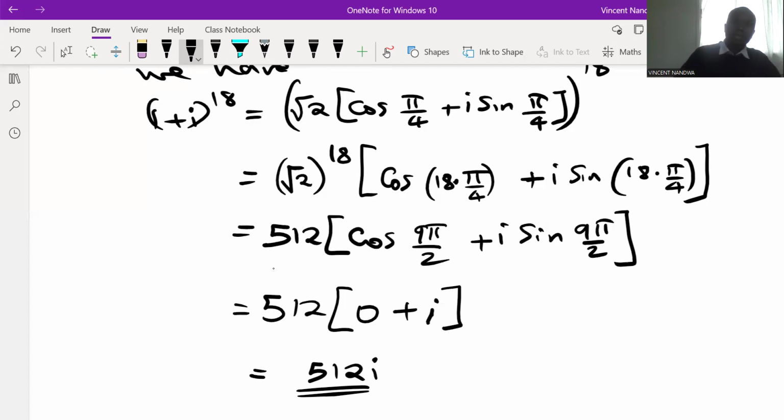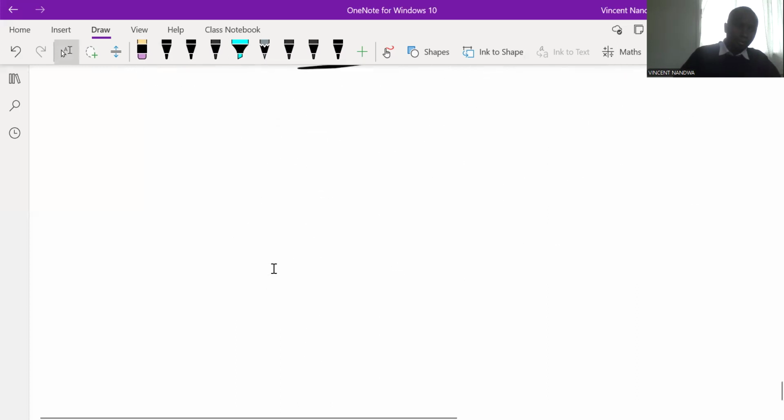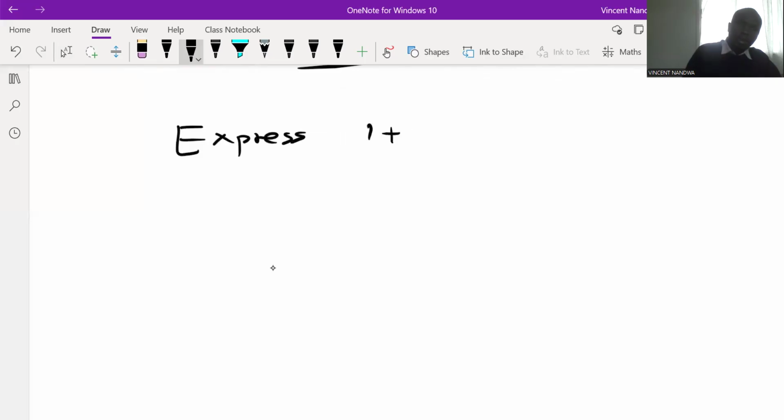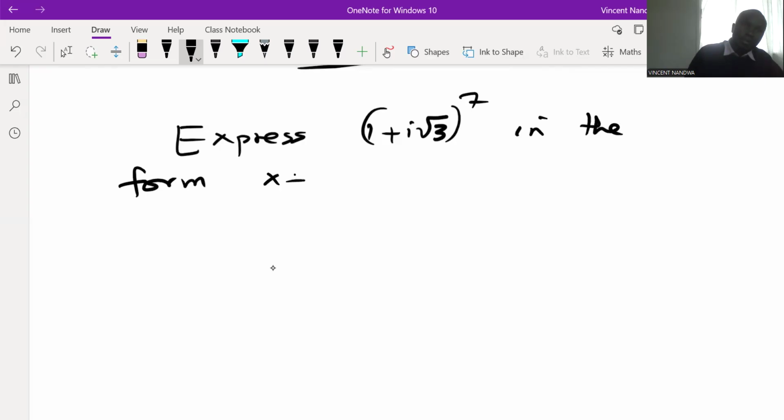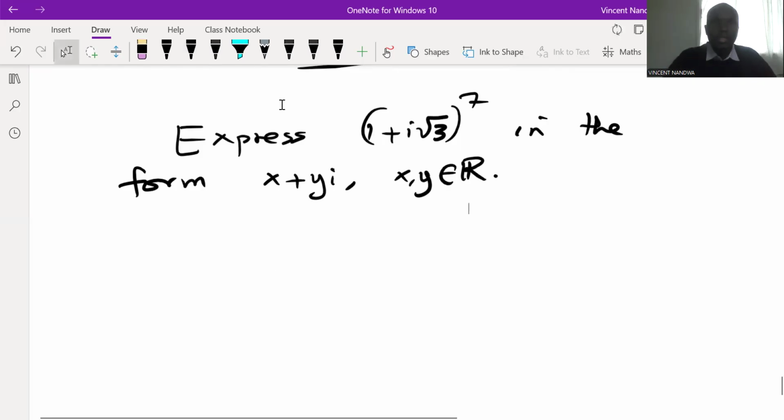And then example 2. Express 1 plus I root 3 to power 7 in the form x plus yi, where x and y are real numbers. So actually we do it like in the previous question, express in polar form and then apply the Moivre's theorem.